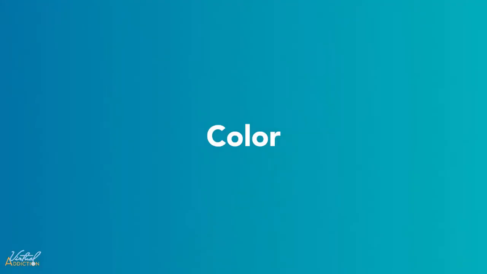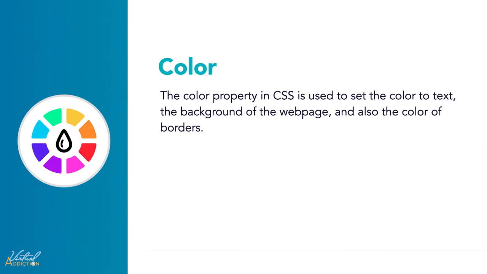We've already been using the color property, but let's dive a little bit deeper into it. The color property in CSS is used to set the color of text, the background of a web page or element, and also to set the color of borders. We can use a number of methods to assign the color value, and it is possible to even use an alpha channel, which is a transparency value.